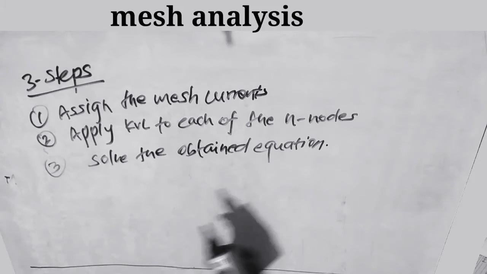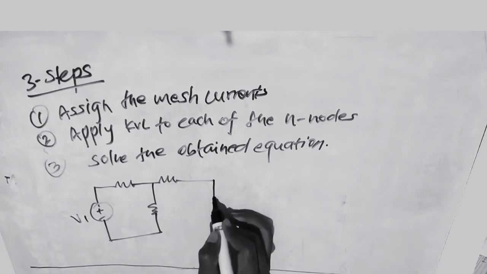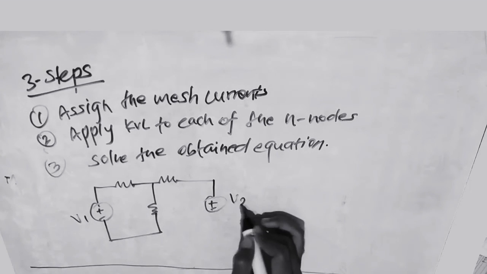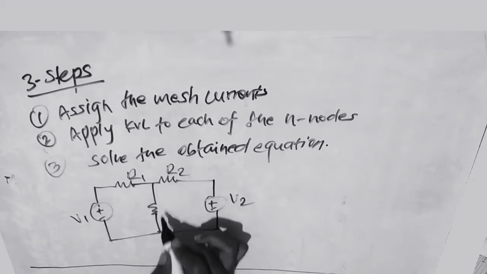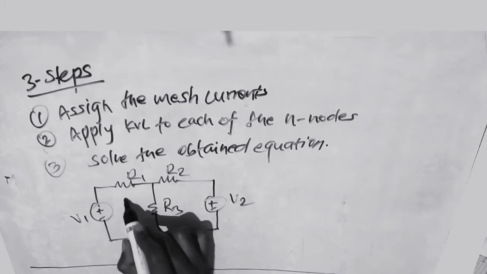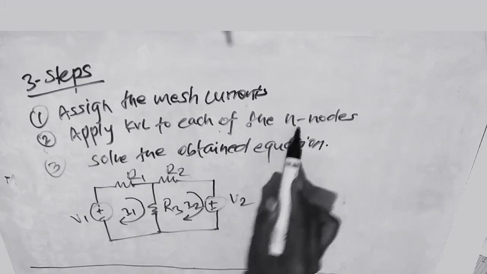So now let's take a circuit example and then it will be clear. Suppose here we have resistor 1, here we have V1 voltage, this is V2, and here we have R1, R2 and R3. In the first step we have to assign the mesh currents. In mesh first we have I1 and in mesh 2 we have I2. And the second step is to apply KVL to each of the meshes.